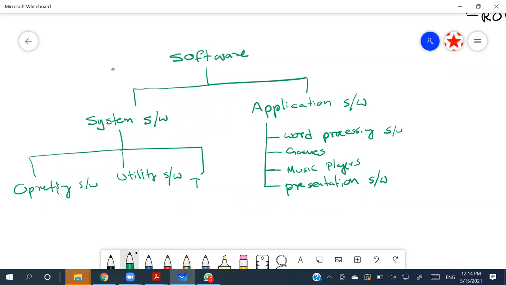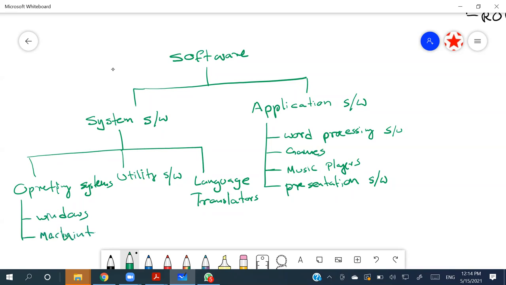And this is, let's say, language translators. And operating systems, people. For operating systems, you can have Windows, Macintosh, Ubuntu, those kinds of things.